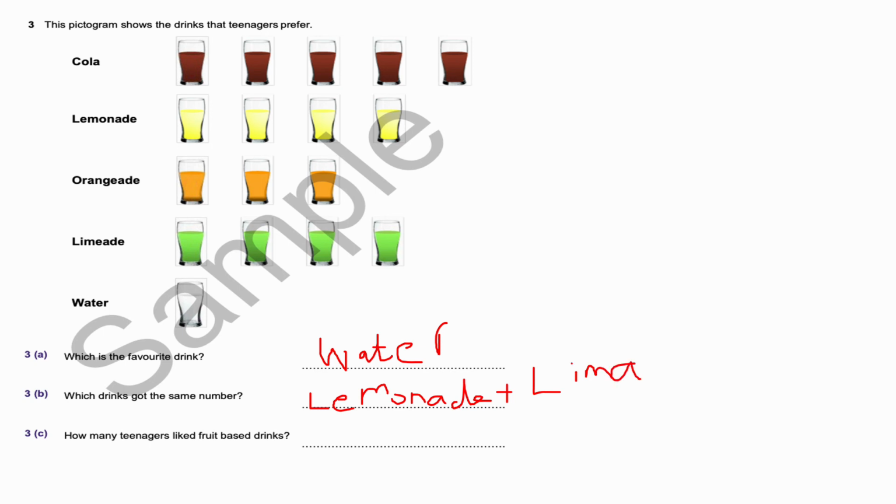How many teenagers liked fruit-based? So fruit-based has to be lemon, orange, or lime. Okay, cola is not actually a fruit, and nor is water. Unless I'm mistaken here, but I believe so. It's 1, 2, 3, 4, 5, 6, 7, 8, 9, 10, 11. So the answer is 11.